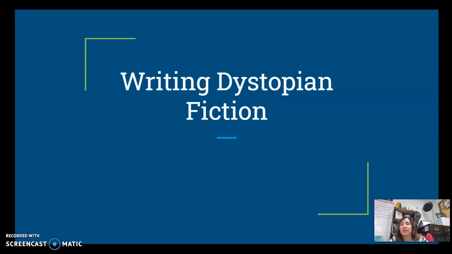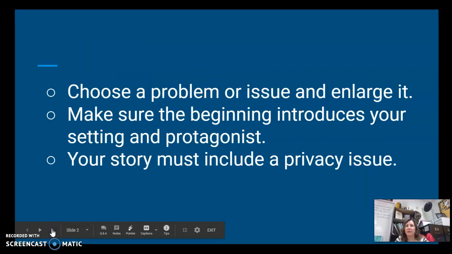Like we've talked about dystopian fiction, looked at some of the characteristics, but we also want to look at some narrative techniques today. But just as a review, remember that dystopian authors are looking at some problem or issue in their world and then enlarging it or magnifying it to draw attention for the reader that it is a problem.